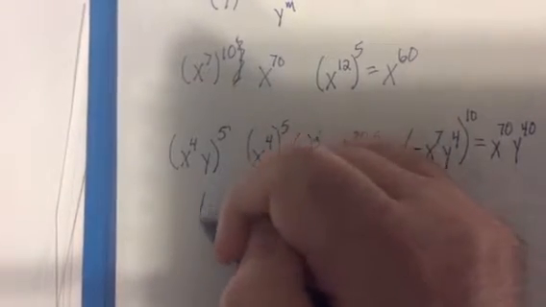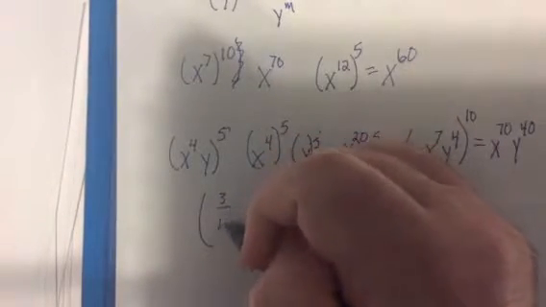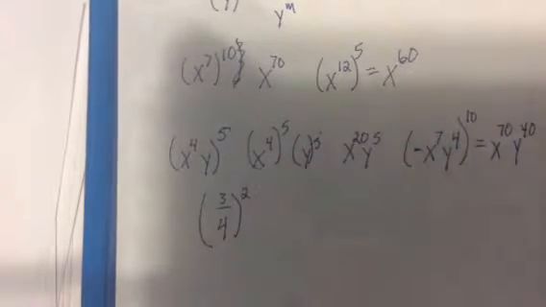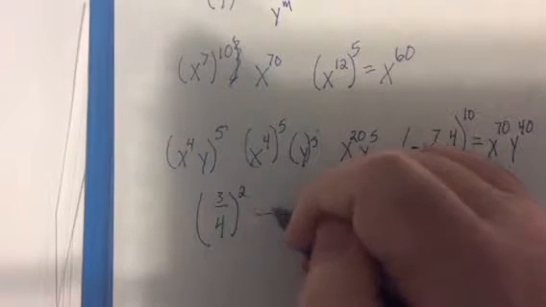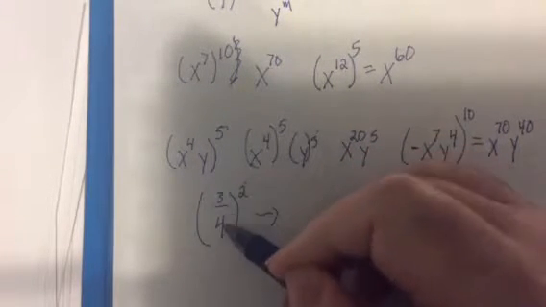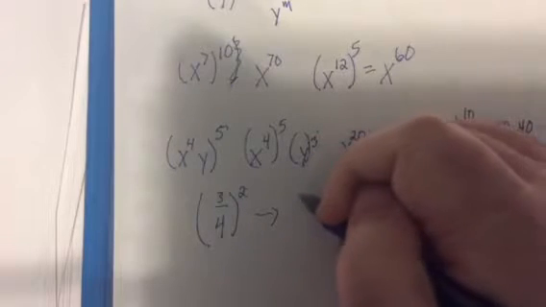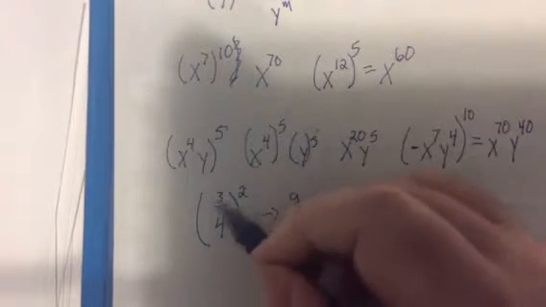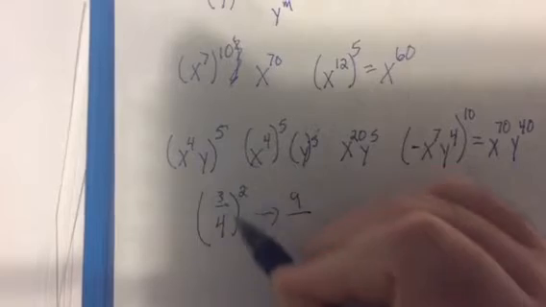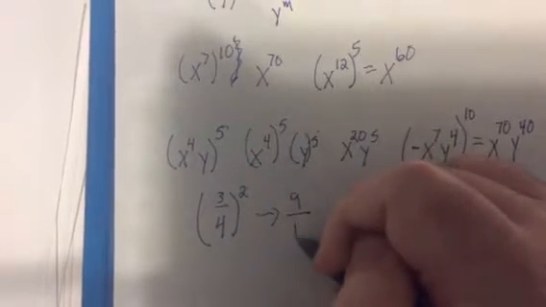So if I said, what's 3/4 squared? Well, you could write 3/4 twice, but you just say, okay, I'm going to square both terms. 3 squared is 9. Don't put 6. Everyone puts 6. It's not 6. And 4 squared is 16.